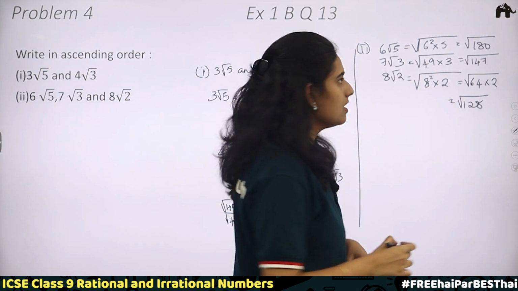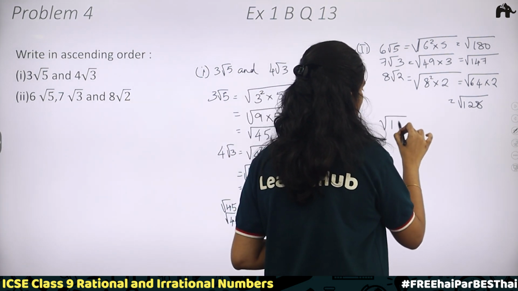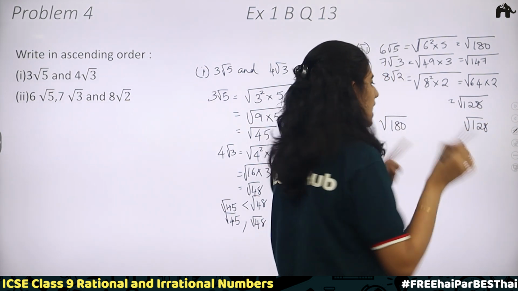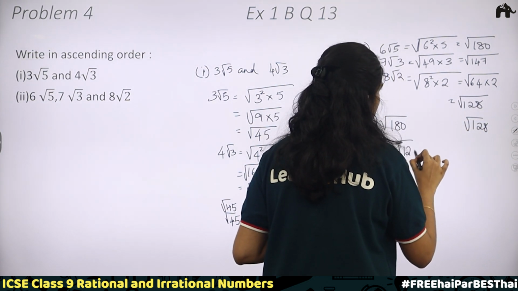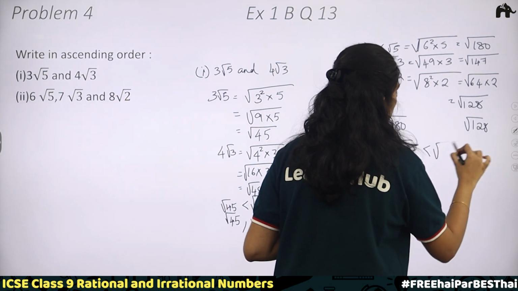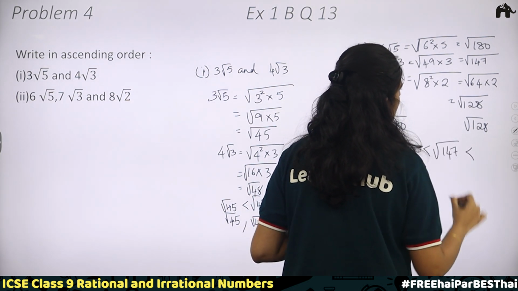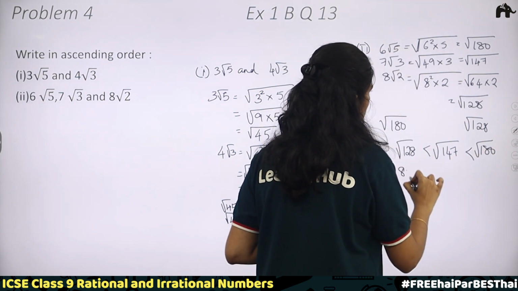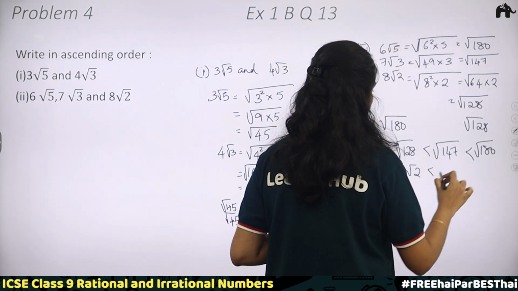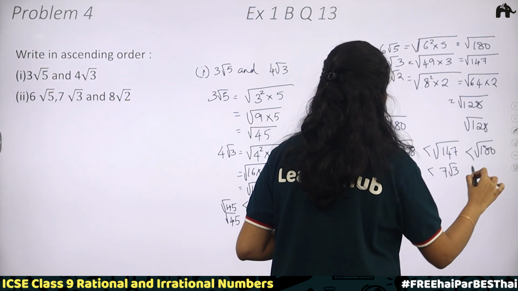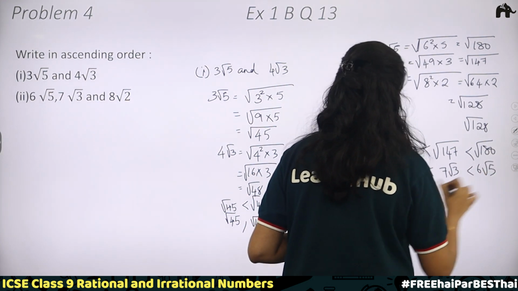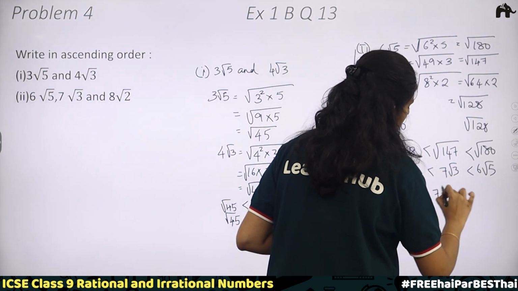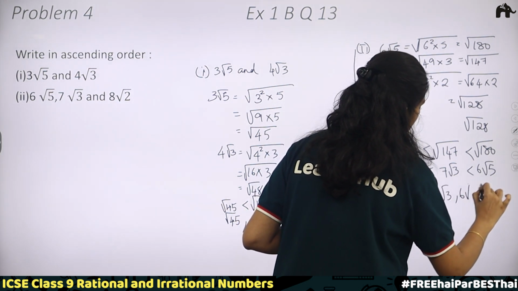So which one is greater? √180 is the greatest and √128 is the smallest. So when you put in the ascending order, √128 is less than √147, less than √180. That is 8√2 less than 7√3 less than 6√5. Or in the ascending order, it is 8√2, 7√3, 6√5.